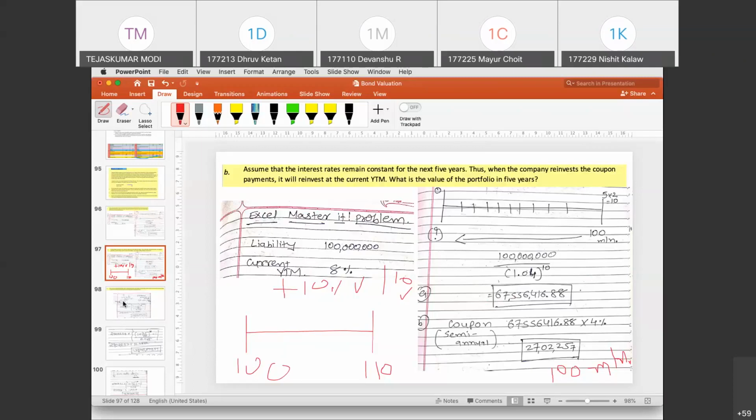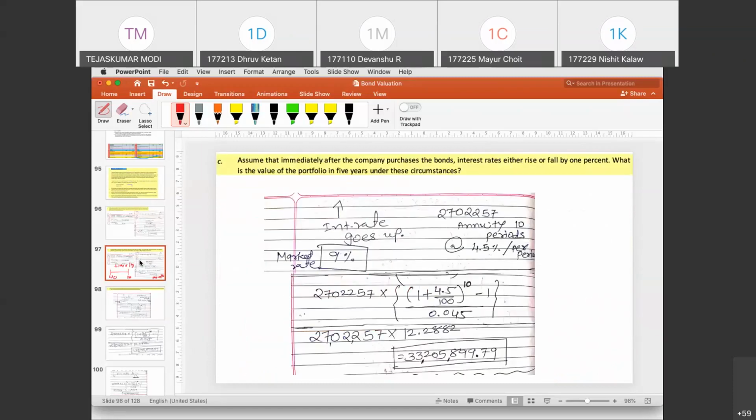Not something new. The same ideas we applied in the time value of money chapter, if you remember, with tuition fees and everything, right? So yes, that is the answer.